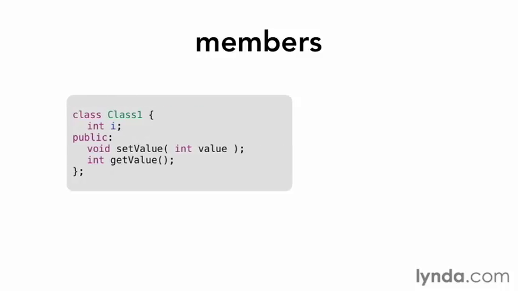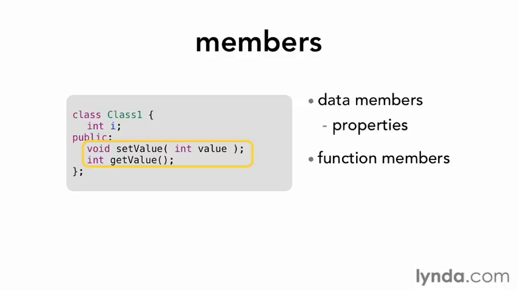Members are the contents of an object. There are two types of members. Data members are the members that represent the encapsulated data. Data members are sometimes called properties. Function members are members that represent functions associated with the class. Function members are sometimes called methods.